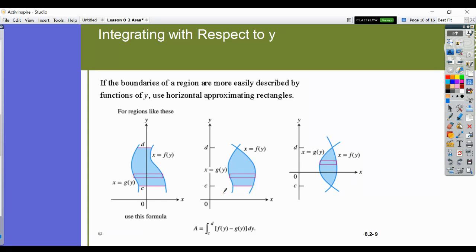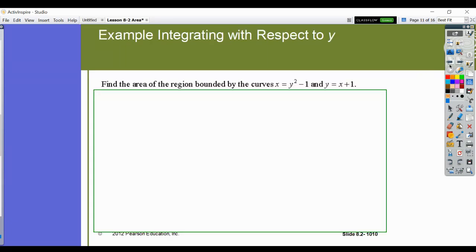Remember, you tip your head to the right, so this is the positive x-axis. In this example, the f of y would be the top one, and the g of y would be the bottom one. So it's basically right minus left. That's another way to think of it. All right, so let's do an example here.